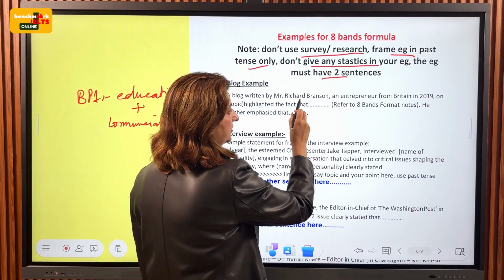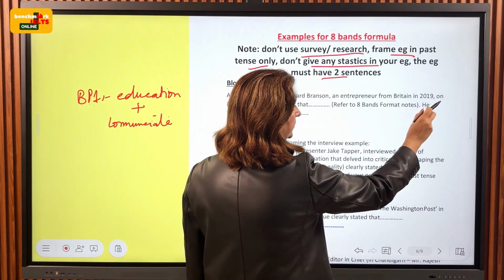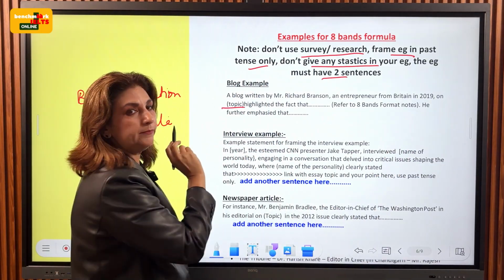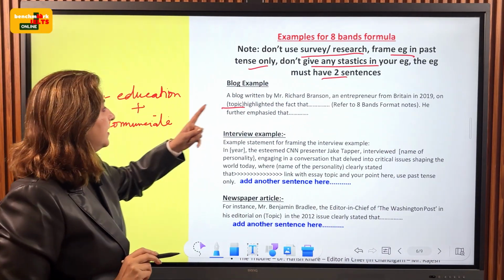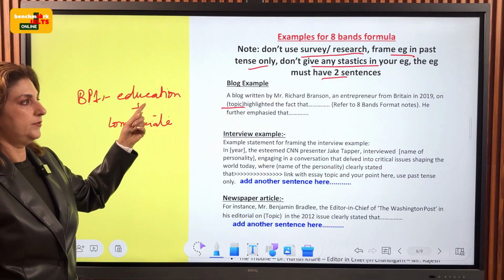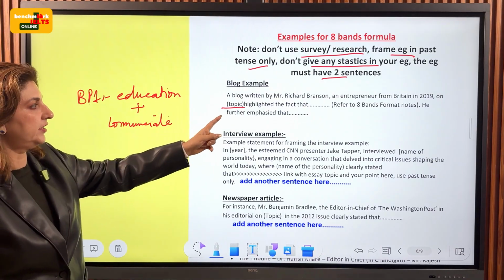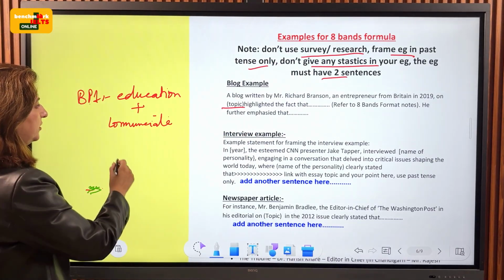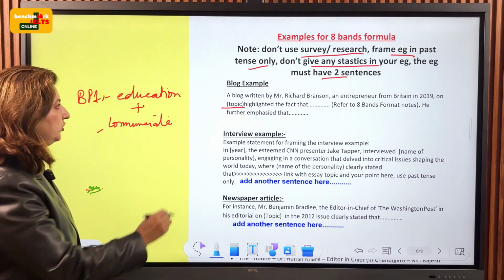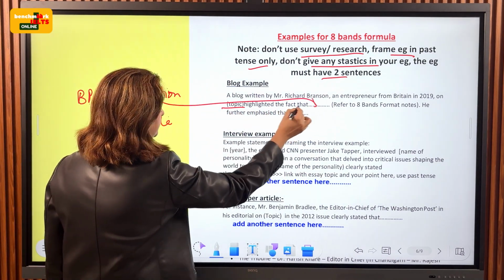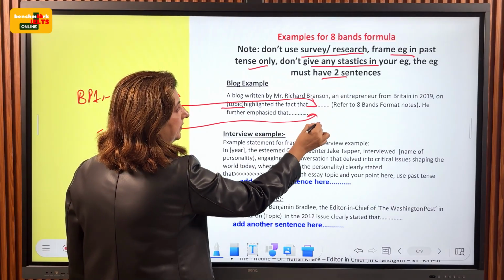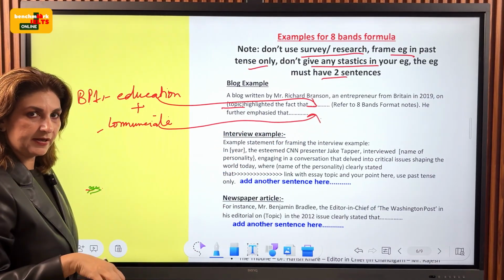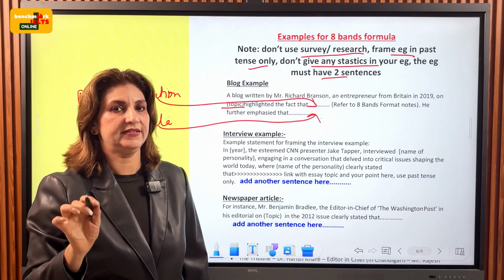A blog written by Mr. Richard Branson, an entrepreneur from Britain, in 2019 on computers, highlighted the fact that students were using computers in the education sector. He further emphasized that many people use computers to communicate with each other. So these 2 points must be linked with your example. I have framed the example in past tense and I have not used any statistics.